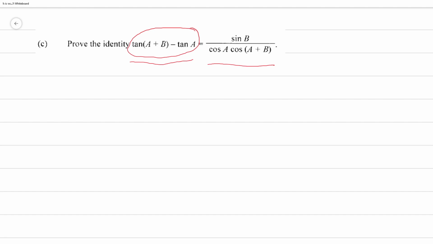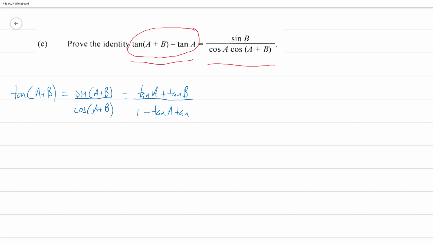So before I start on this side, let me just remind myself of the identity tan a plus b and what that actually is. So tan of a plus b is equal to, of course, sine a plus b over cos of a plus b. You could also write out the expression tan a plus tan b all over 1 minus tan a tan b.